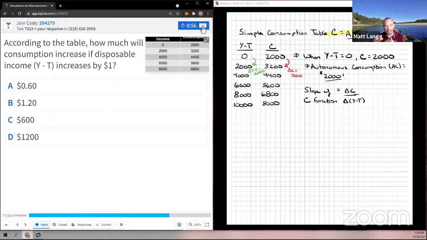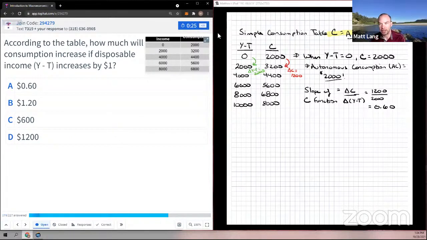And we could have chosen any point on this table. It's not going to change the slope. That's kind of the whole point, that we don't need to change the slope. So you could have done the same thing between two other values and said between 6,000 and 8,000, we go up $2,000 in Y minus T, consumption goes up by $1,200. So it's going up the same amount every time. So then when we look at what the slope is, we've got $1,200, we're going to divide that by 2,000, and this is going to give us 0.6, or 0.60.